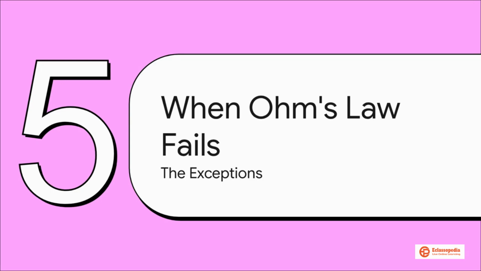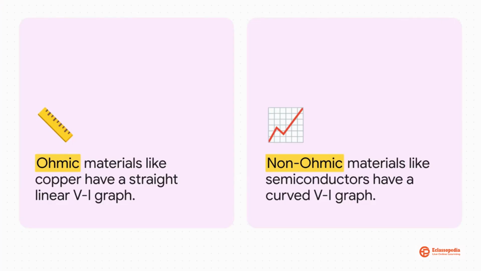And that leads us to section 5, when Ohm's law fails. Now that we deeply understand the rule, we've got to look at exactly where the rule completely breaks down. Ohm's law is brilliant for sure, but it's not infallible. We have to clearly separate materials into 2 distinct categories. Ohmic conductors, like copper and aluminum, obey Ohm's law perfectly. Their voltage to current graph is that perfectly straight line we just talked about. But non-ohmic conductors, like semiconductors, have a totally nonlinear curving graph.